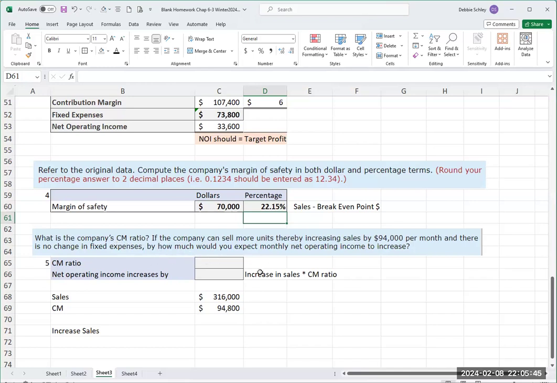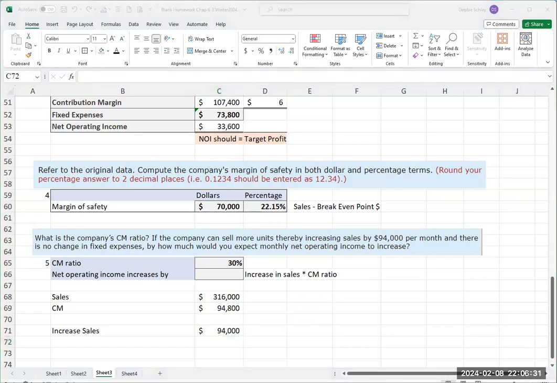First, I need the contribution margin ratio. So from my original data, this was my sales, and from my original data, this is my contribution margin. So to get the ratio, I go contribution margin divided by sales. So that gives me my ratio. And then how much am I increasing sales by? $94,000. And so to get the net operating income increase, remember, we can now take this contribution margin ratio, and that will tell us how much net operating income will increase.